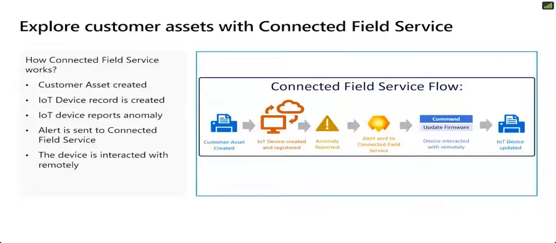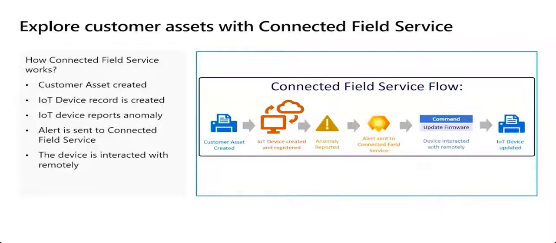But what I want to do is I actually want to show you how this works inside of the system. So first, what we're going to have to do is we're going to have to create an asset, and I'll show you how to do that. But basically, what we have is after that asset is created, the IoT device record is created, and it's registered to that asset. That IoT device is constantly monitoring the asset, and it's looking for things like anomalies. So, if there's a temperature spike. And if an anomaly is detected, an alert is automatically going to be sent to Connected Field Service.